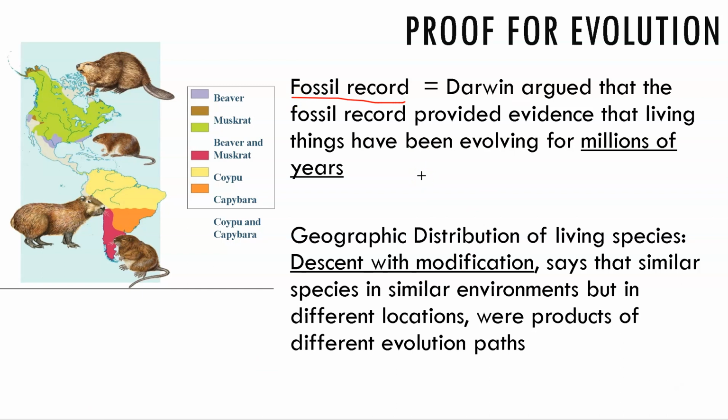Fossil record is exhibit A for evolution. There's so many interesting fossils to be looked at and seen and studied. And from his understanding of biogeography and fossils, Darwin came up with the idea that life has been evolving for millions of years, and it's been descended from common ancestors through descent with modification or small changes.